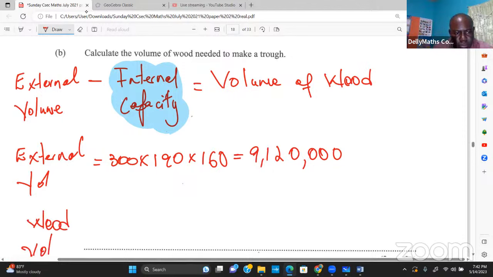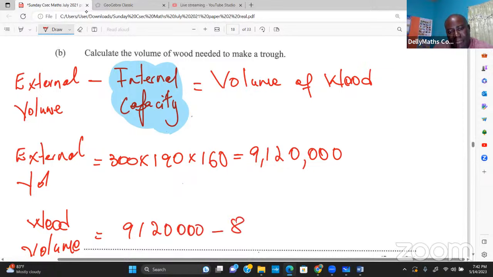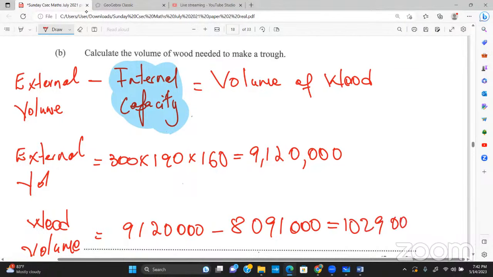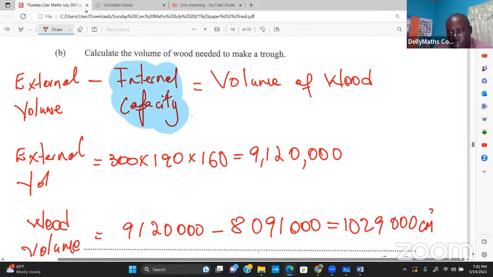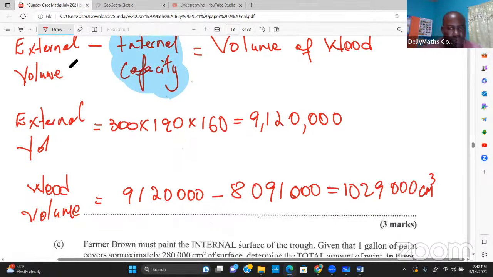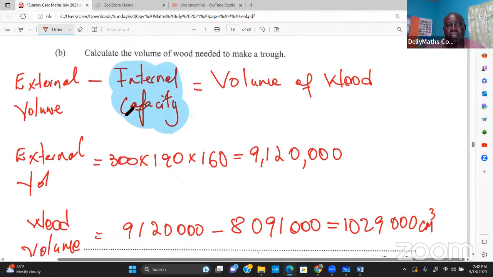So now to find the volume of wood, I'm just writing it now. The wood volume is going to equal this number minus the empty space. Subtract that for me. And I'm getting 1029000, and it's cm to the third. That's the volume of wood right there. So you see the context of the question. Think about it and it makes sense.